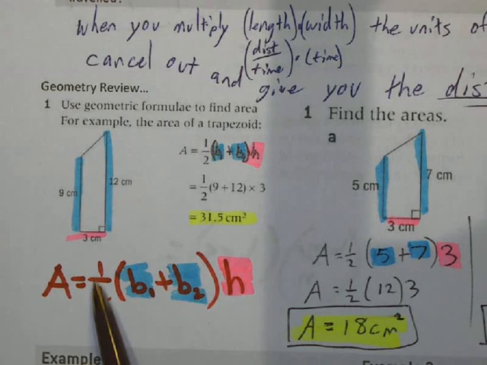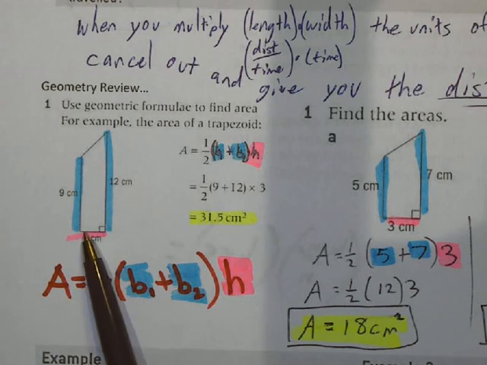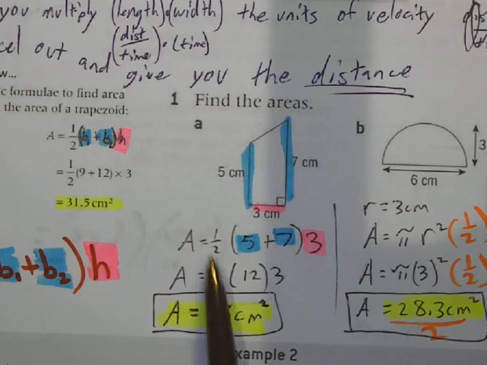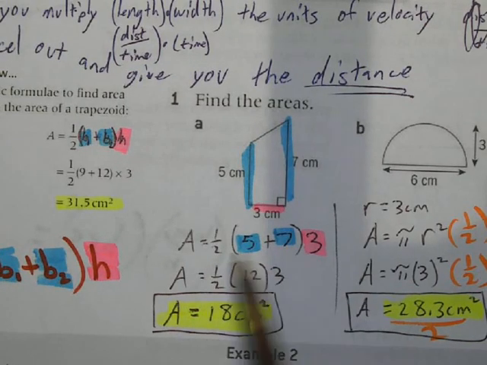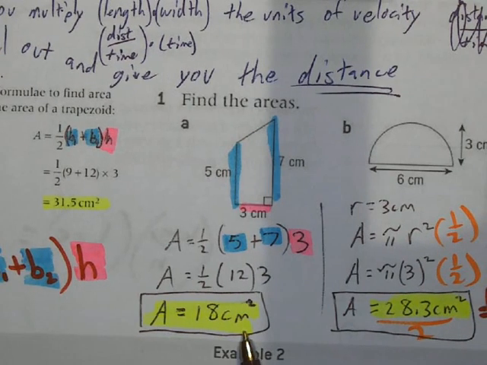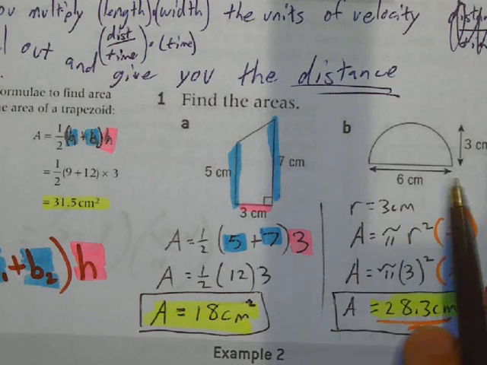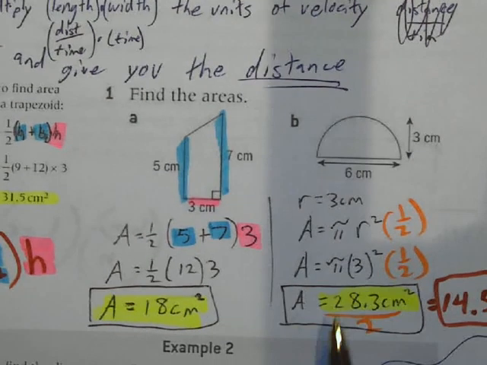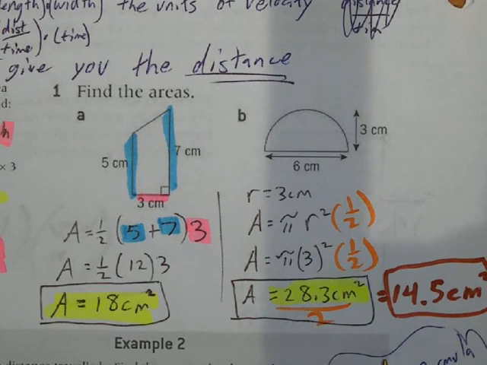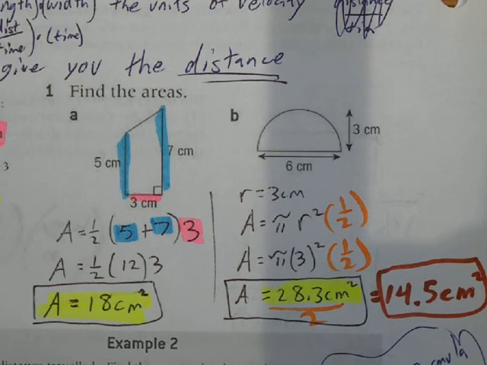Okay, so the formula for finding the area of a trapezoid is 1/2 the bases added together and times the height, the distance between the two bases. So in this example here, we have 1/2 times 5 plus 7 and then times 3. That gives me an area of 18 centimeters squared. Here we've got pi r squared with a radius of 3, but this is half of a circle, so we have to divide our answer by 2. You may hit pause if you need to.